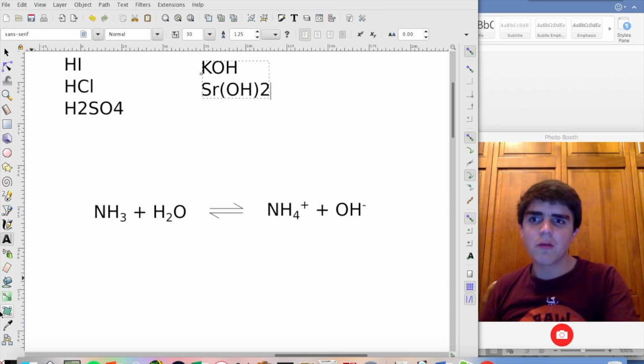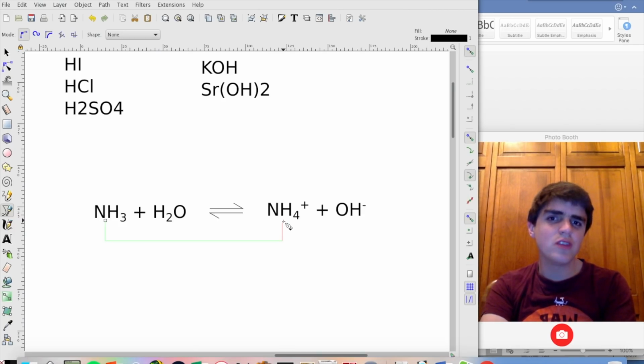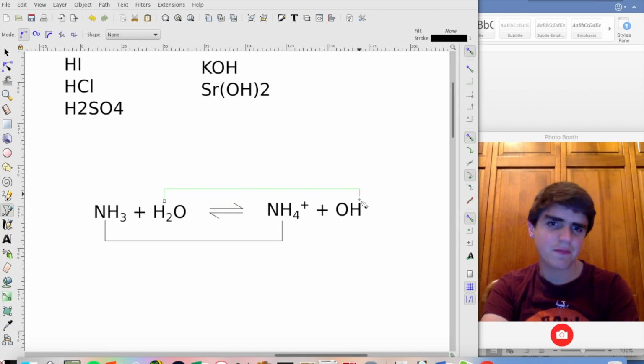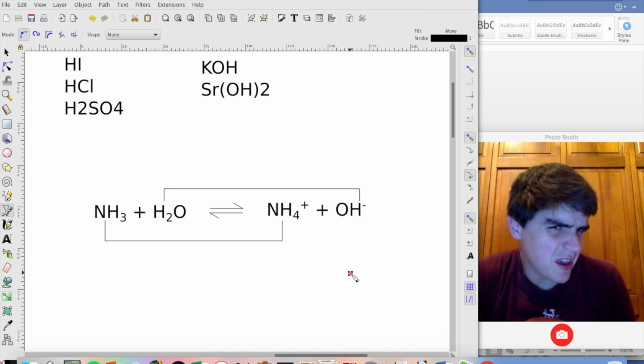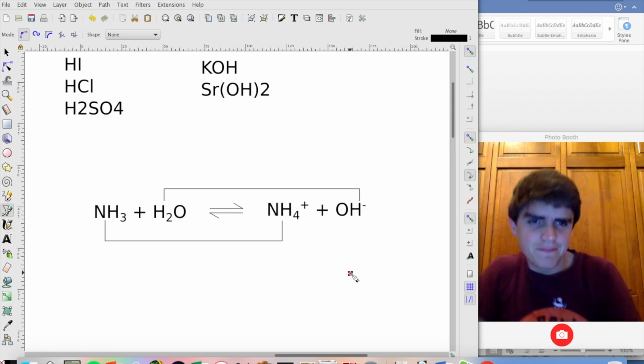So what we're going to do is connect the things that look similar. Like this ammonia and this ammonium, they look similar. And this looks more or less like hydroxide, right? And this looks like we're going to do redox. We're almost going to do redox, but we're not.